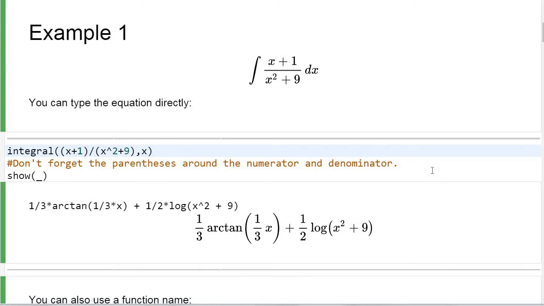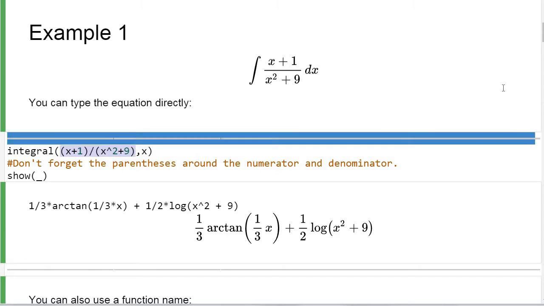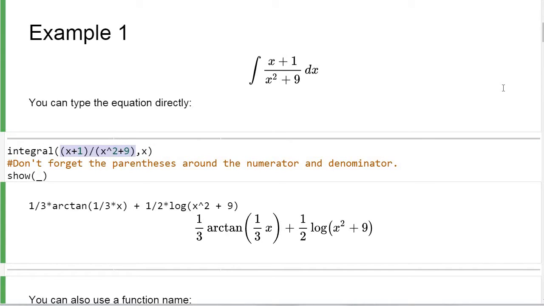So here's a first example. You can type this formula here directly into this integral command. Don't forget parentheses around the top of this fraction and the bottom of this fraction. And this is the answer that comes out. Oftentimes it's hard to read these complicated things, so you can remember to use the show command if you like and make it look a little nicer. So here's the answer that comes out of this.